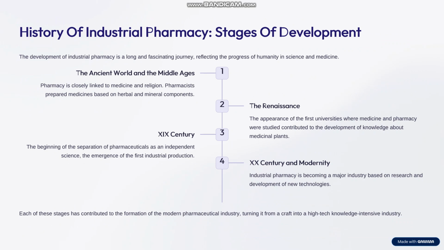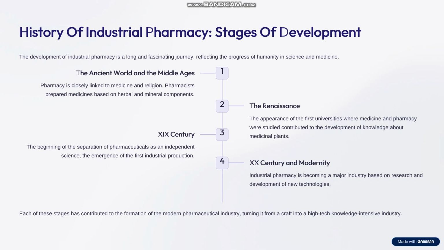History of industrial pharmacy, stages of development. The ancient world and the Middle Ages. Pharmacy is closely linked to medicine and religion. Pharmacists prepared medicines based on herbal and mineral components. The Renaissance. The appearance of the first universities where medicine and pharmacy were studied contributed to the development of knowledge about medicinal plants.